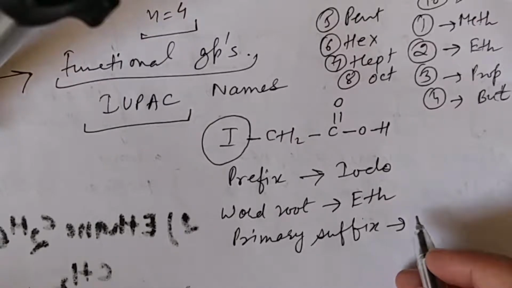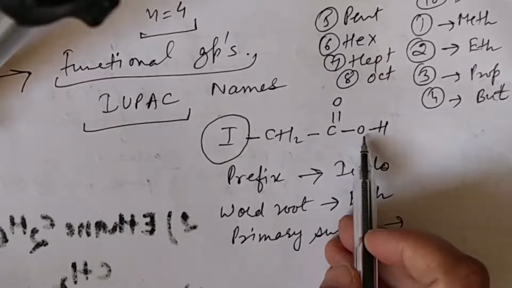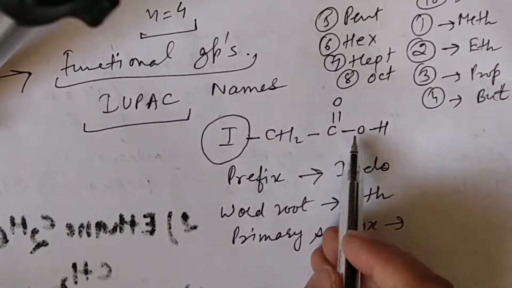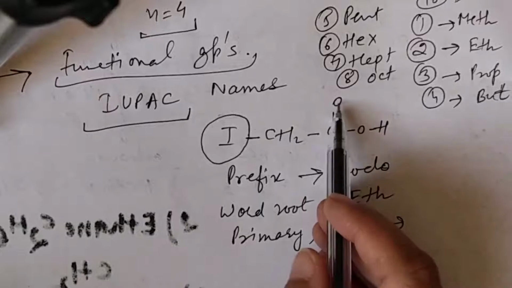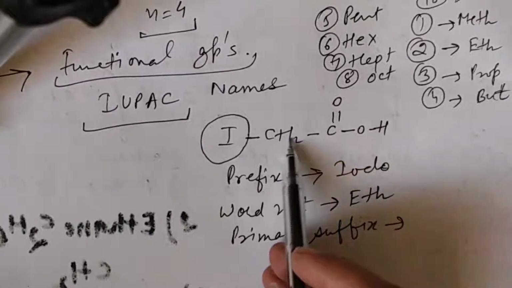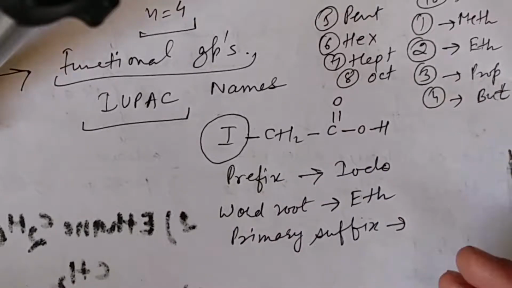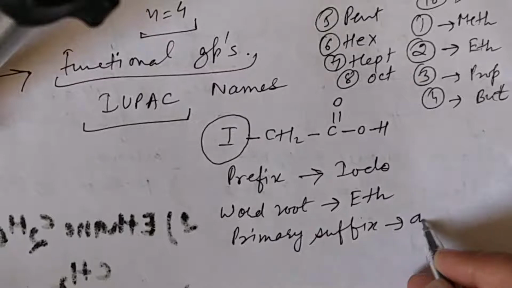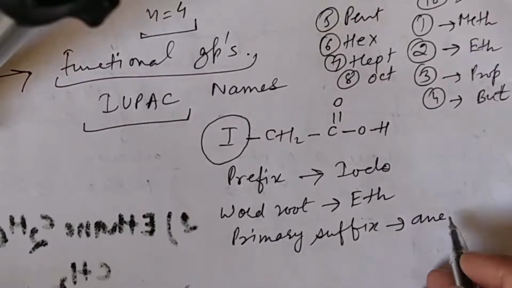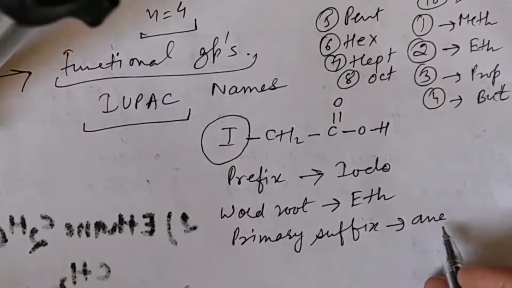Here, see, all the single covalent bonds are there in the carbon chain. You don't have to consider this double bond because this is the functional group. In the main carbon chain, there are only single covalent bonds. So it stands for the alkane family, and the primary suffix should be given as ane.